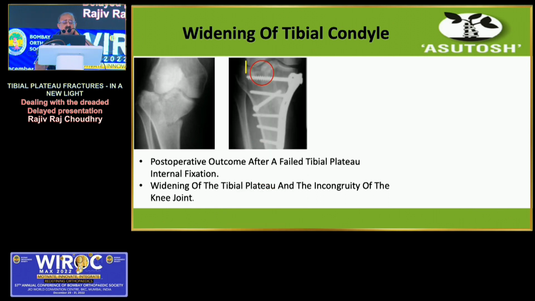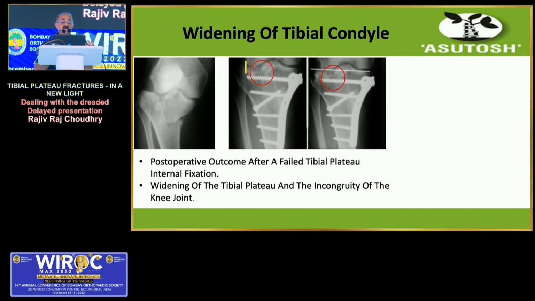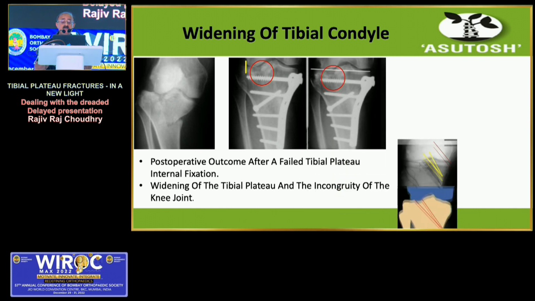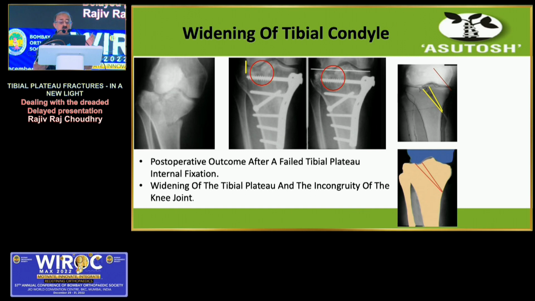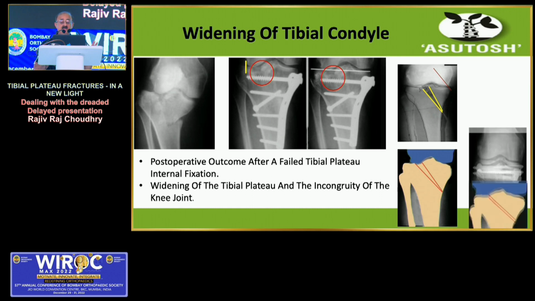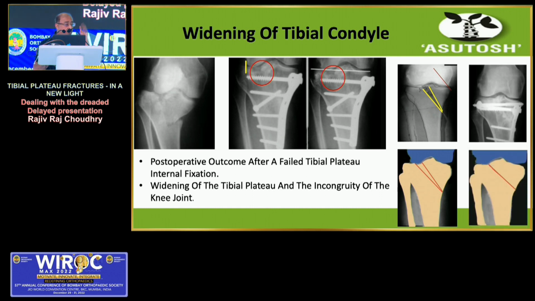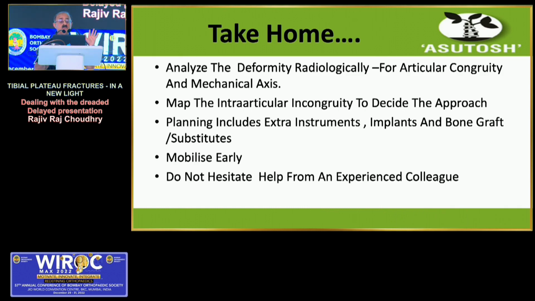So this was fixed elsewhere. There's incongruity of the joint surface, and widening of the condyle that is very clearly seen. Then a wedge osteotomy, that's your normal side above. On the normal side, I make a wedge-like cut, and this has been removed, closed, and fixed. So the take-home is: analyze the deformity radiologically for congruity and mechanical axis. Map the intra-articular incongruity to decide the approach.